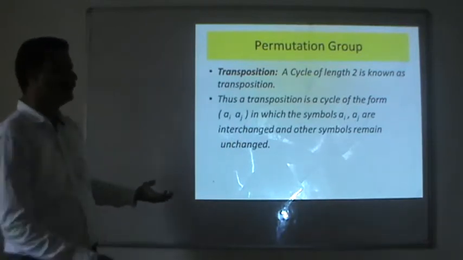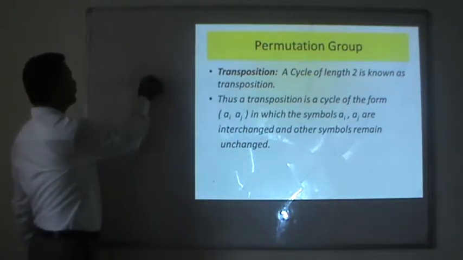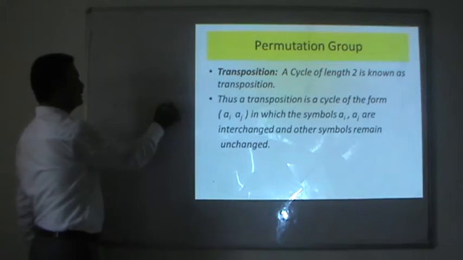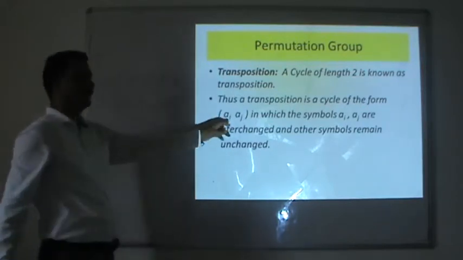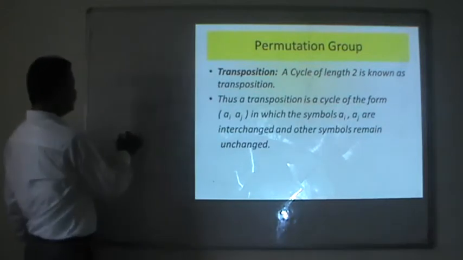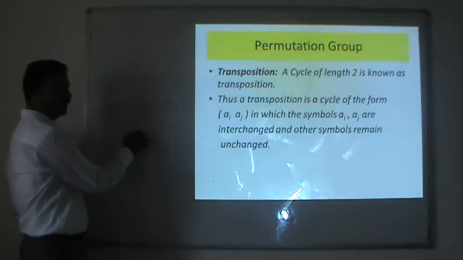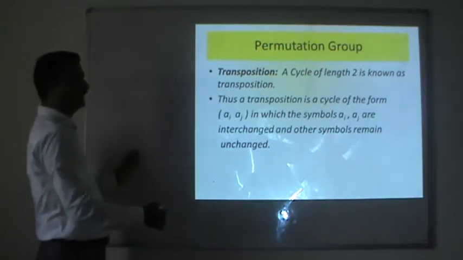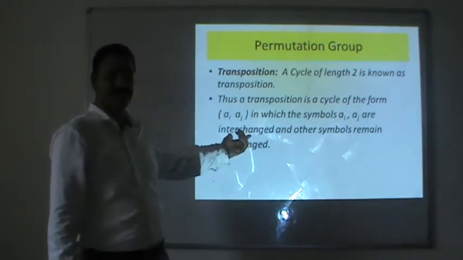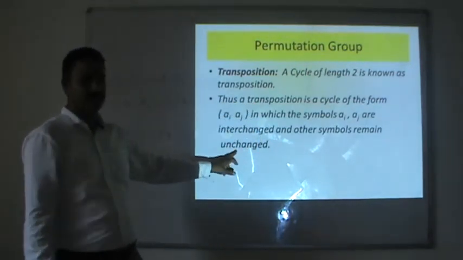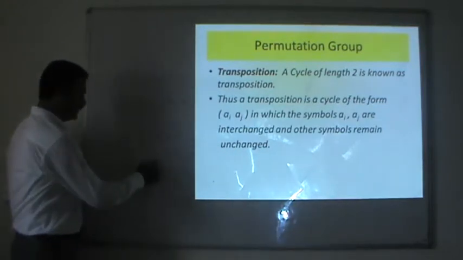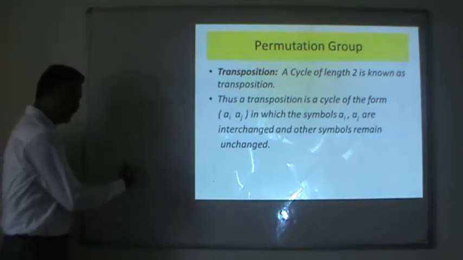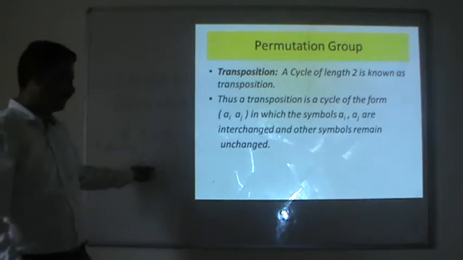You can easily interchange them because in a cycle, the (2 3) cycle can also be written as (3 2). That's why any (ai aj) can be written as (aj ai). So in a transposition, we can easily interchange the elements, because the (2 3) transposition represents 2 mapped to 3 and 3 mapped to 2. And the other symbols remain unchanged. Like if we define a transposition (2 3) over a set having 3 elements 1, 2, 3, the missing entry remains unchanged. The 1 maps to 1 only.